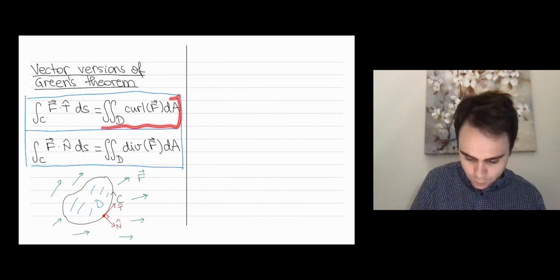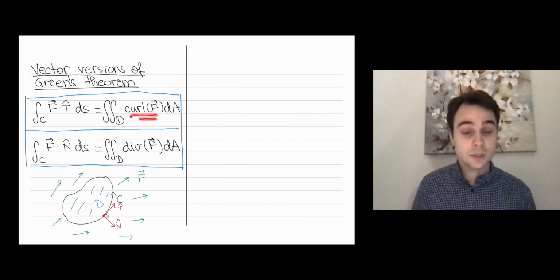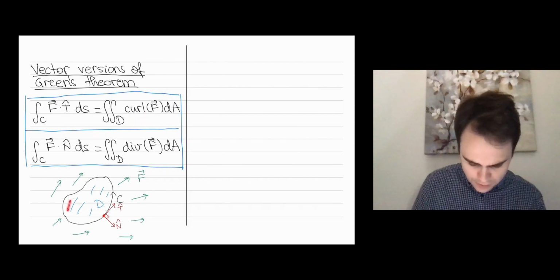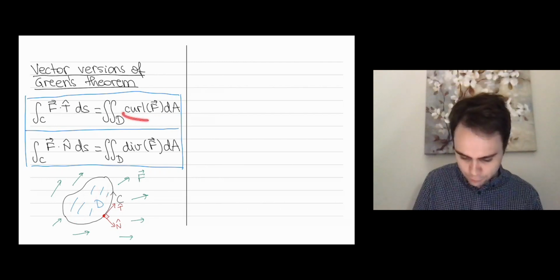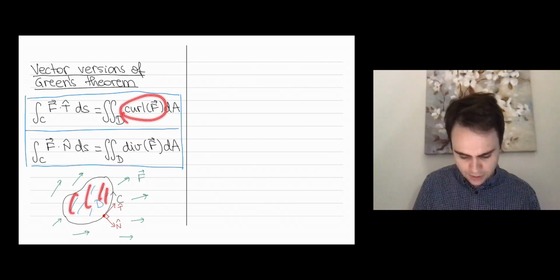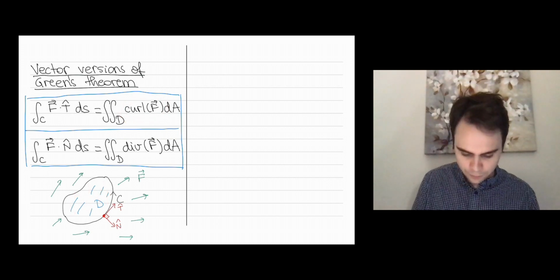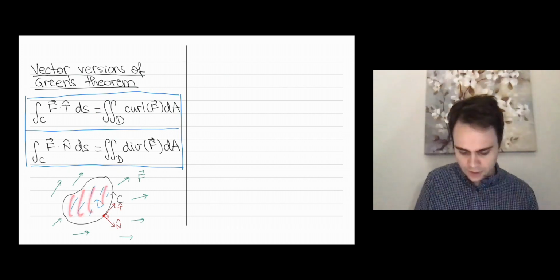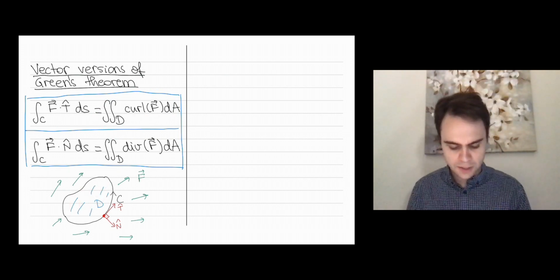So over here, we're doing a double integral of the curl. This gives me the average angular velocity inside D times the area of D. Basically you're adding these angular velocities inside. It has to do with rotation in the counterclockwise sense.